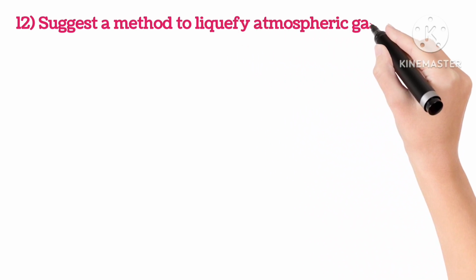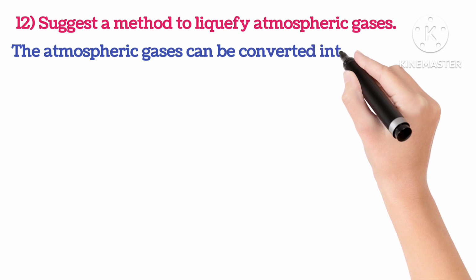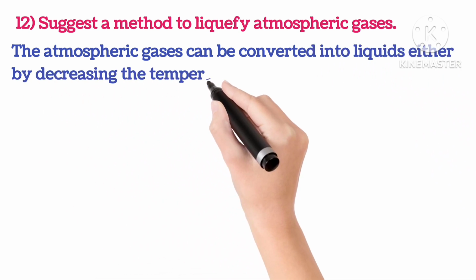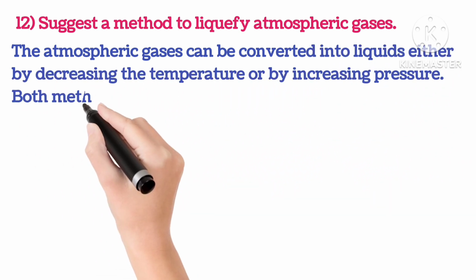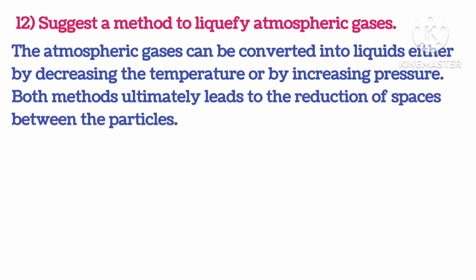Suggest a method to liquefy atmospheric gases. The atmospheric gases can be converted into liquid either by decreasing the temperature or by increasing pressure. Both methods ultimately lead to reduction of spaces between the particles.